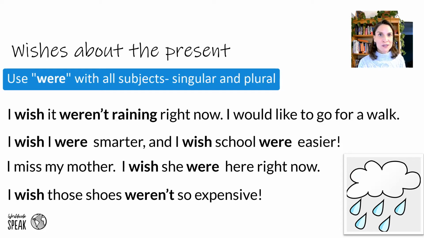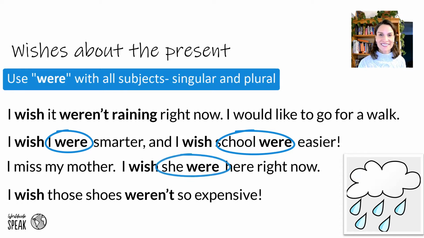I wish it weren't raining. It is raining. I don't like it. I wish the situation were different. I wish it weren't raining. Or I wish I were smarter. I wish school were easier. I miss my mother. I wish she were here right now. I wish those shoes weren't so expensive.